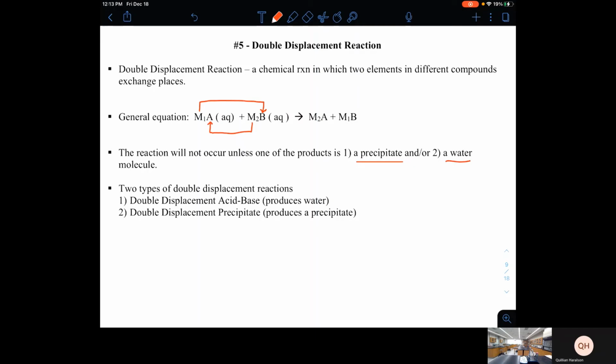Now we're going to see there are two types of double displacement reactions. There's a double displacement acid-base reaction, and if you look at it, it says this sort of reaction is going to produce that water. And there's also a double displacement precipitation reaction, where this one's going to end up producing a precipitate. So the first one to look at is going to be a double displacement acid-base reaction.